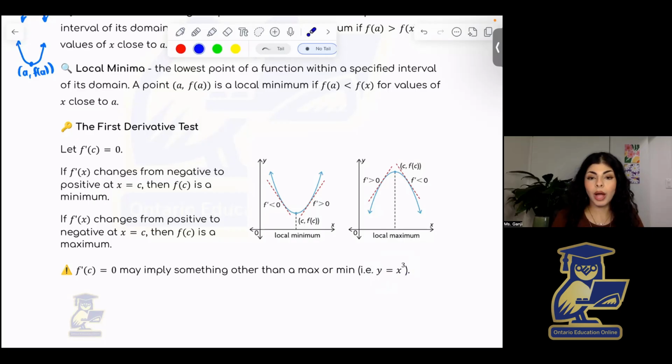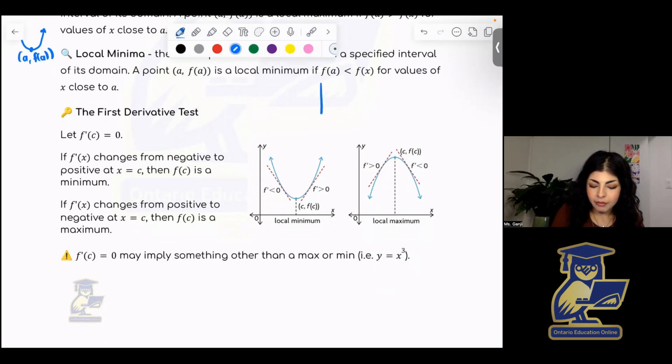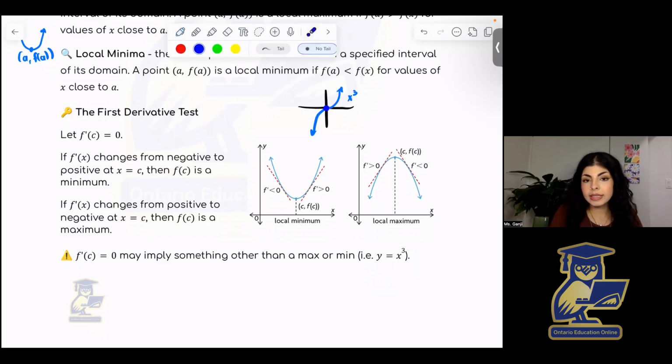So, for example, consider y equals x cubed. If you remember from functions, x cubed has a graph that looks like this. This isn't necessarily a maximum or a minimum, depending on the interval you look at, especially if I consider an interval perhaps from -1 to 1, then this is not a maximum or minimum. In fact, our endpoints here are actually going to be the minimum and maximum.